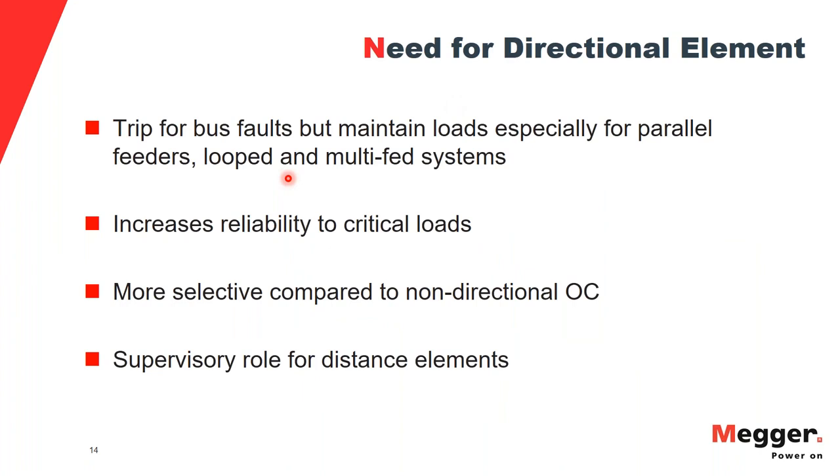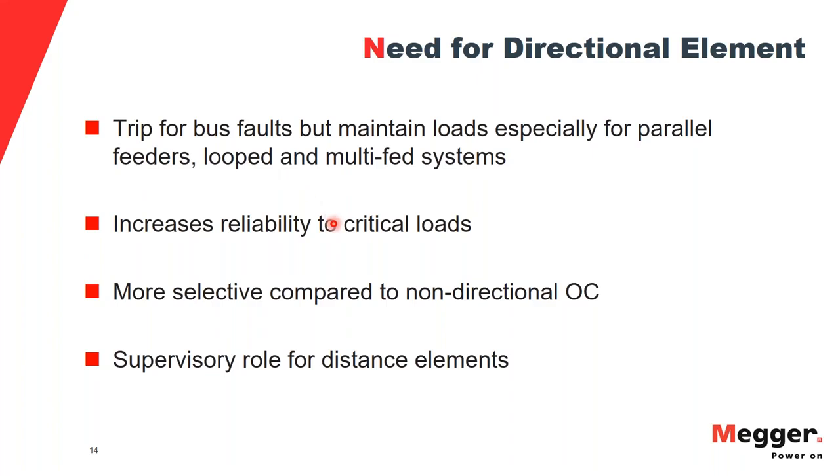So what does it tell me? It tells me that the 67 element can be a better scheme for some special distribution networks, like your parallel feeders that we saw just now. It's also a better scheme for your looped network, also called ring networks, and for your multi-fed systems, meaning you have more than one generation source feeding a ring network or a parallel feeder. In those cases, implementation of 67 has proven to be better compared with 51.